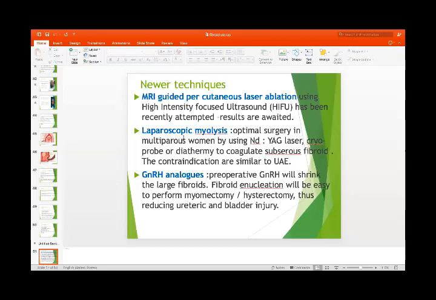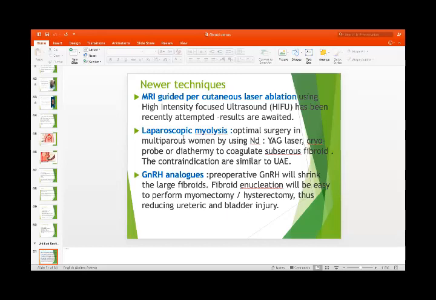The other techniques, the new techniques, which can be used as a management option. These are MRI guided percutaneous laser ablation, and using high intensity focused ultrasound, HIFU, has been recently attempted. The results are awaited. So it is being done even here in Lahore, but the results are awaited, whether there is recurrence after that or what are the complications which can occur after that.